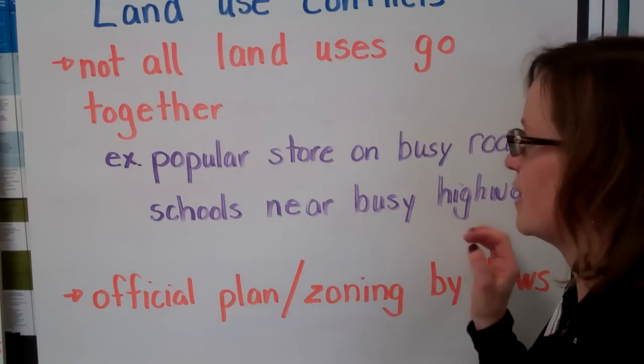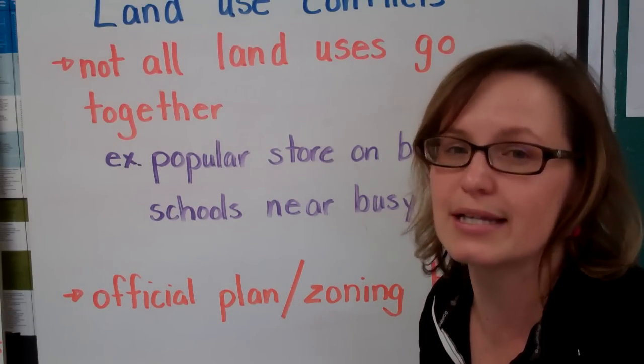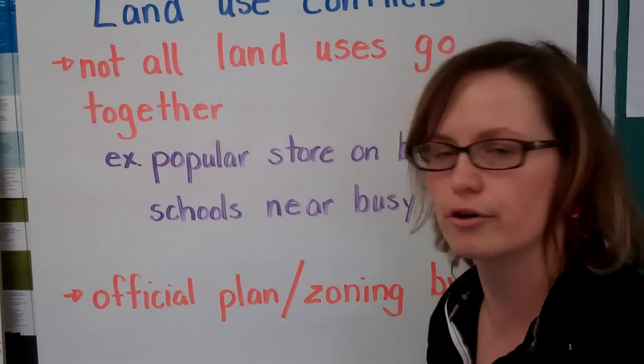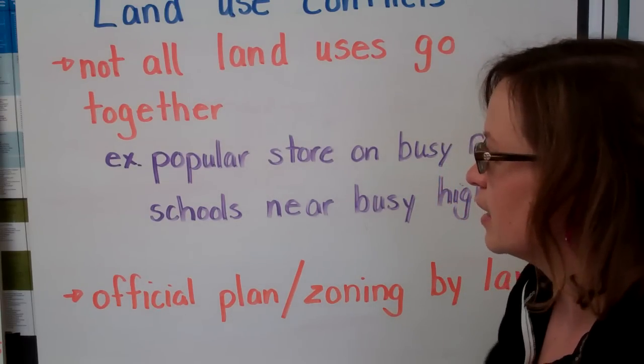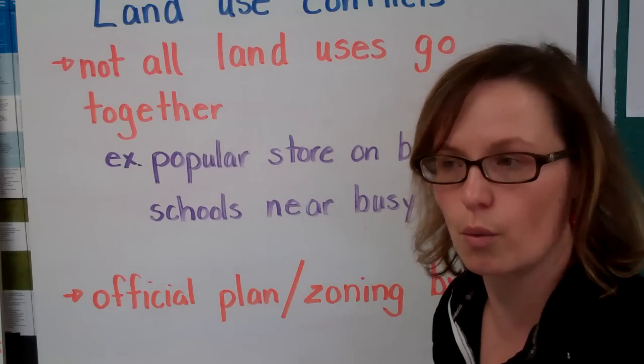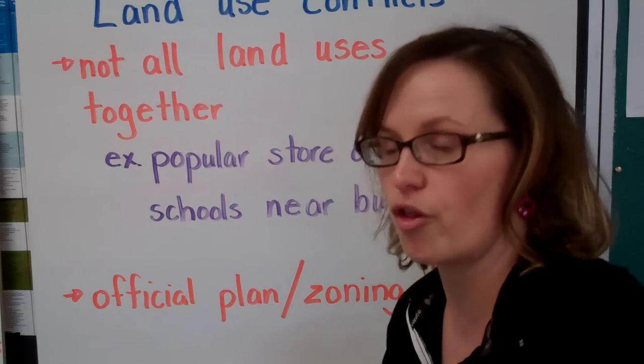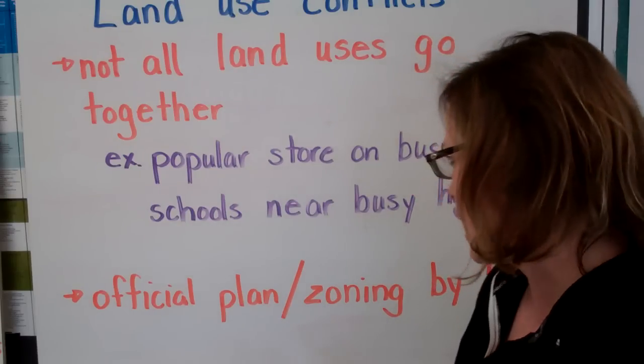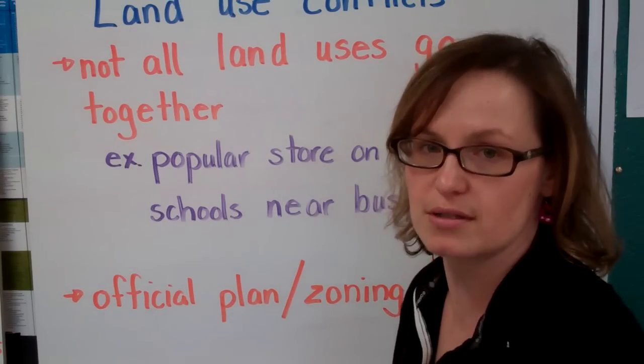Or schools near a busy highway. You can't have little kids going out for recess next to cars that are going 120 and 130 kilometers an hour. That's why we have official plans and zoning bylaws. Official plans are a government's way of planning for the most efficient use of the resources, and the laws are what enforce that original plan.